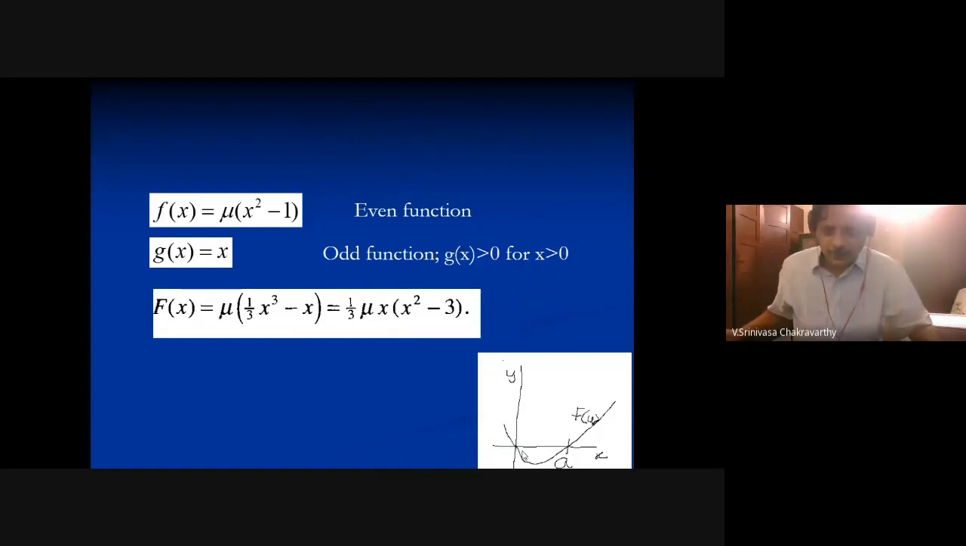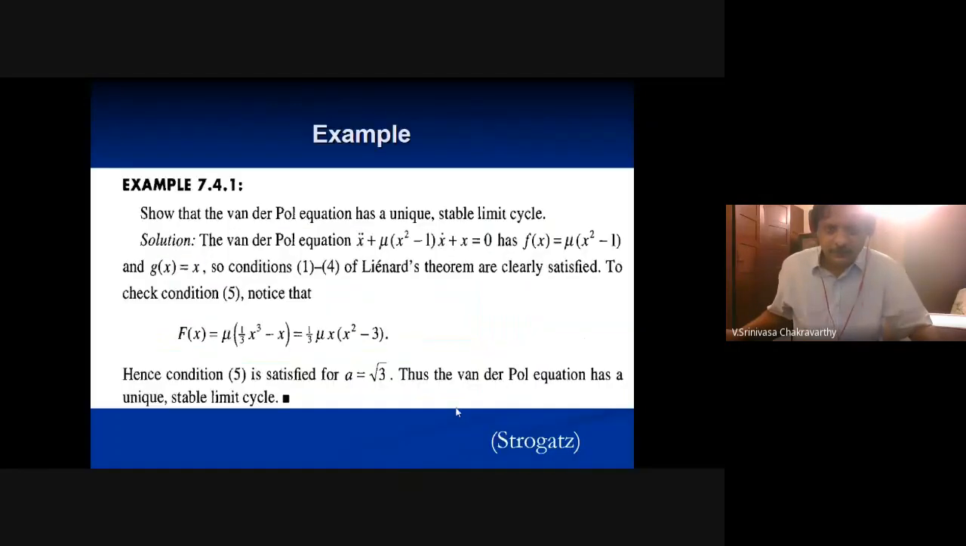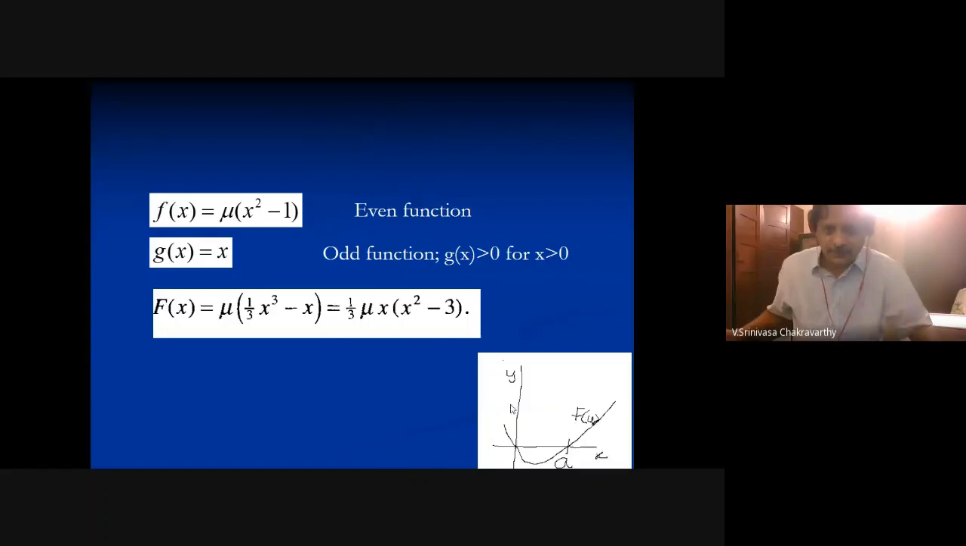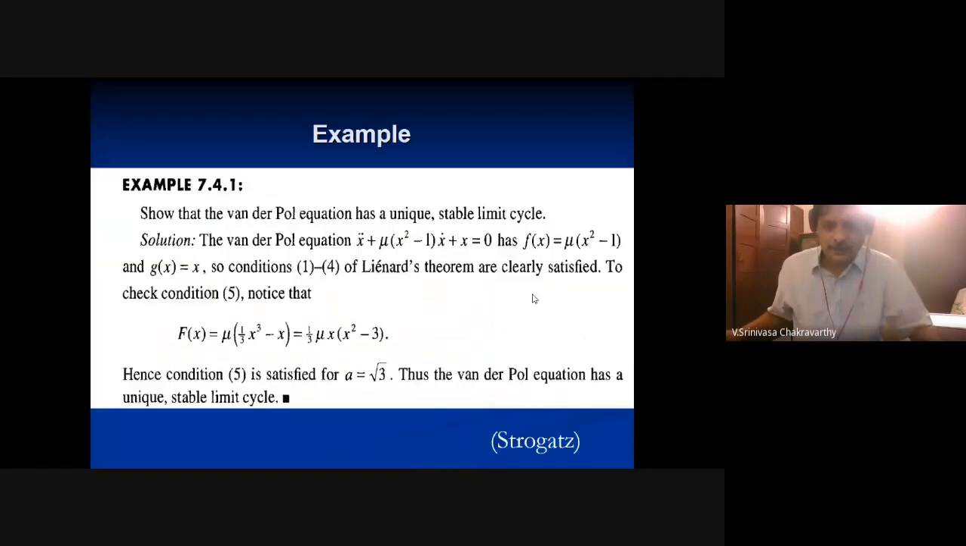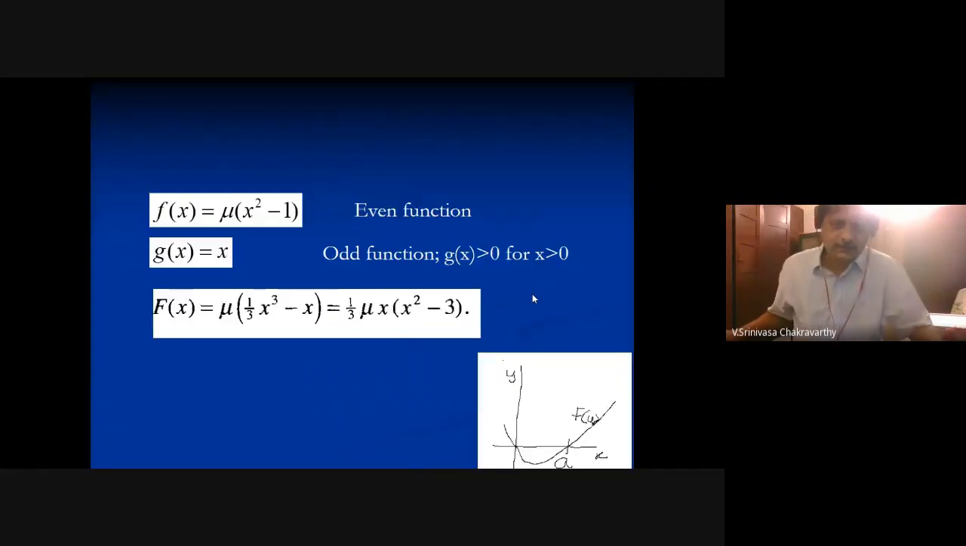So you can see that on the positive side, it has only one zero at this point a, and a will turn out to be root of 3, because this a corresponds to the x square minus 3 equal to 0 term. So therefore, a is root of 3. Between 0 and root of 3, this function is negative, and beyond root of 3, this function is positive. And not only that, as x tends to infinity, F of x tends to infinity. So all the conditions of the Lienard theorem are satisfied by this oscillator, and therefore the theorem basically says it's an oscillator. It will oscillate.